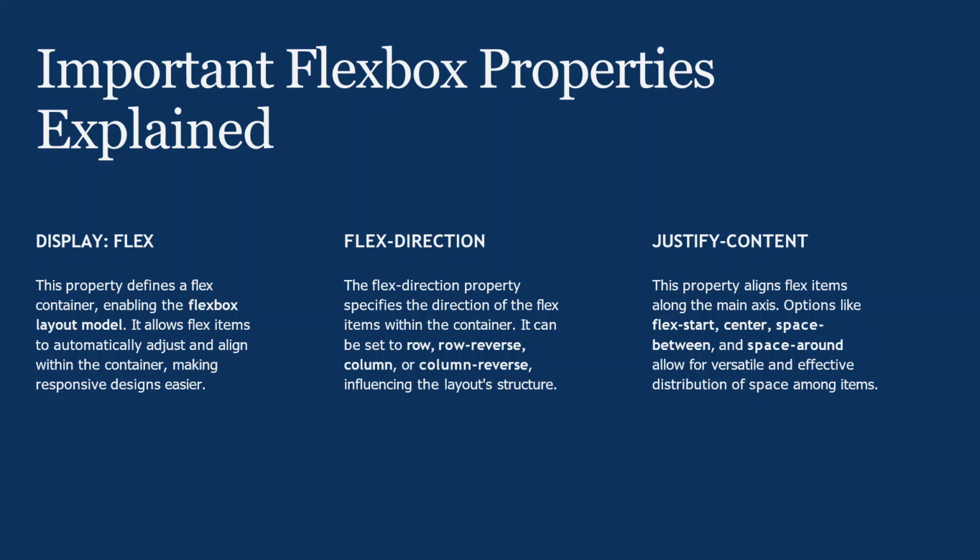Now we directly jump into the properties of Flexbox. First, display flex. This is the property which activates Flexbox. Without it, the Flexbox features won't work. Flex-direction controls the direction of items. We can set it to row, row-reverse, column, or column-reverse. Justify-content aligns items along the main axis. It depends on the direction, for example if the direction is column.